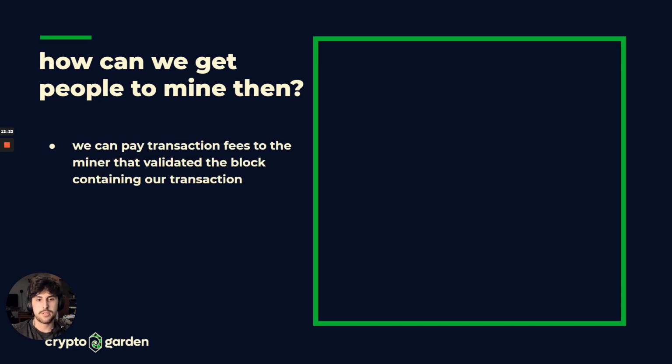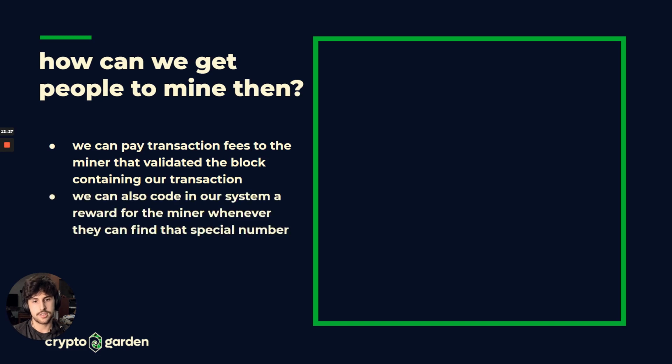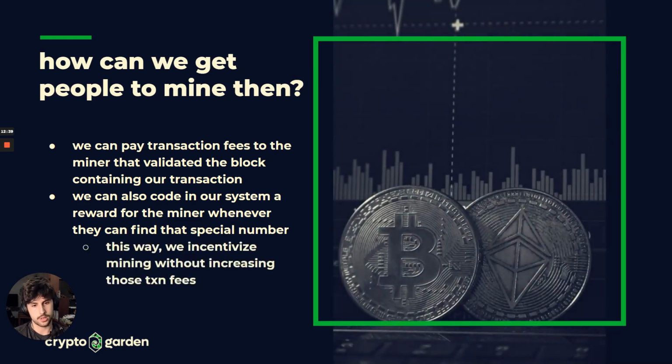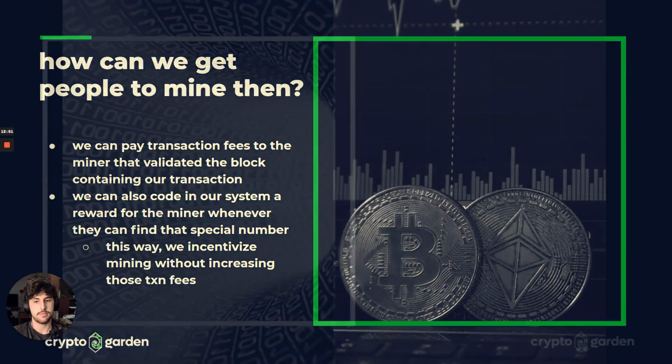We can pay transaction fees to the miner that validated the block containing our transactions, which is like gas fees, and I'll explain that a little bit better later. But we can also code in our system a reward for the miner whenever they find that special number that took so much work. This way, we incentivize mining without increasing those transaction fees. We just create a token and give it to the miner, so no one has paid for the token, right?